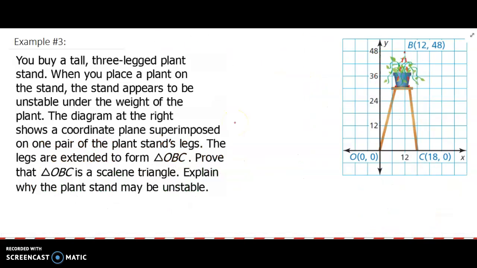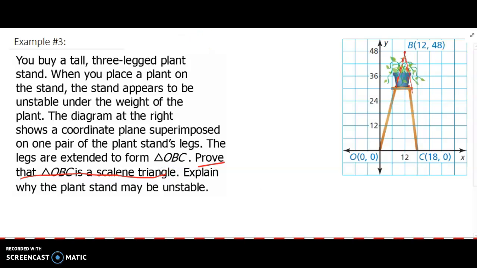All right, let's look at example 3 now. So we have this picture here, and it says we're suspending this, and it's like a triangle here. Okay, so it says you buy a tall 3-legged plant stand. When you place a plant on the stand it appears to be unstable under the weight of the plant. The diagram at the right shows a coordinate plane superimposed on one pair of the plant stand's legs. The legs are extended to form triangle OBC. So here we have triangle OBC. Prove that triangle OBC is a scalene triangle.